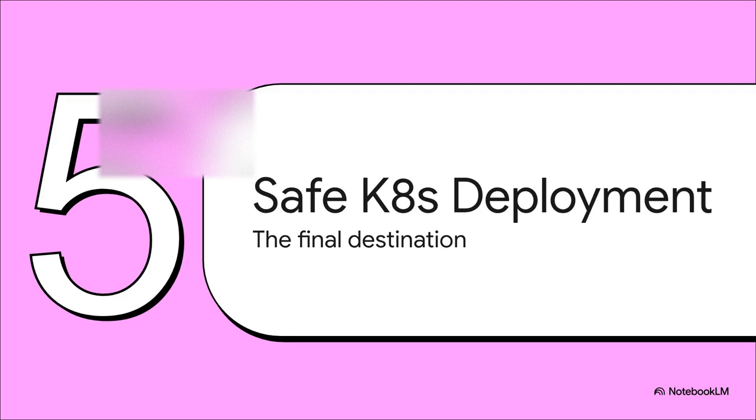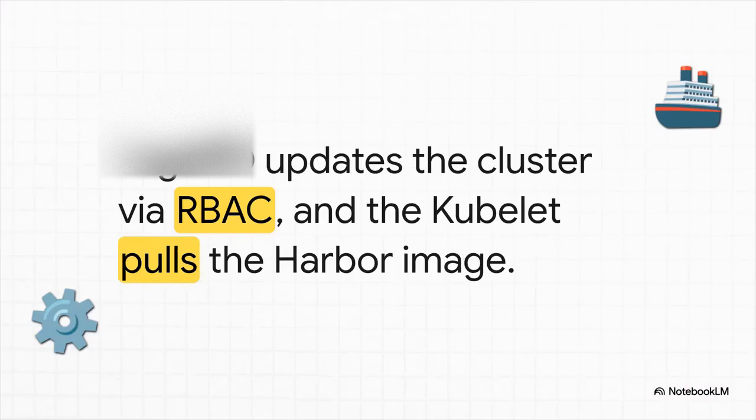And finally, Section 5, Safe Deployment in Kubernetes, the final destination. Here is our very last handshake for Hop 5. ArgoCD strictly enforces role-based access control, or RBAC, to update the cluster state. It ensures the application exactly matches what GitHub says it should be. Then, the Kubernetes node agent, the kubelet, takes over. To actually grab the container, the kubelet pulls the image directly from Harbor securely, using dedicated Kubernetes image pull secrets for authentication.